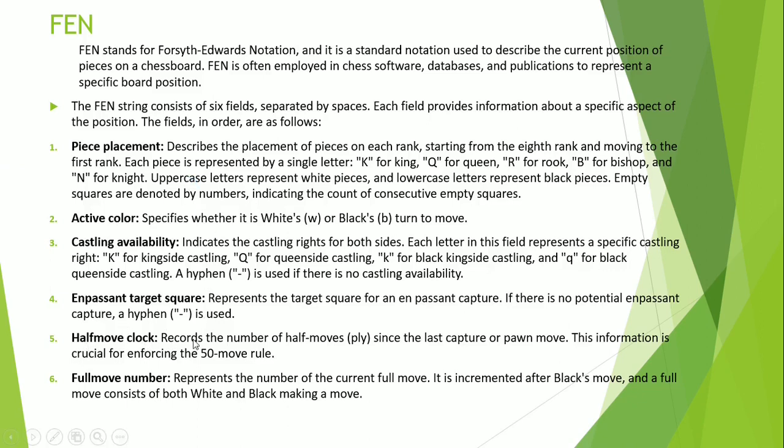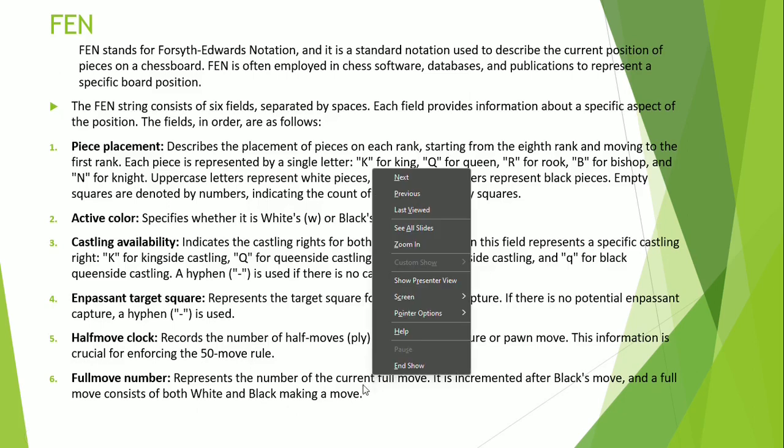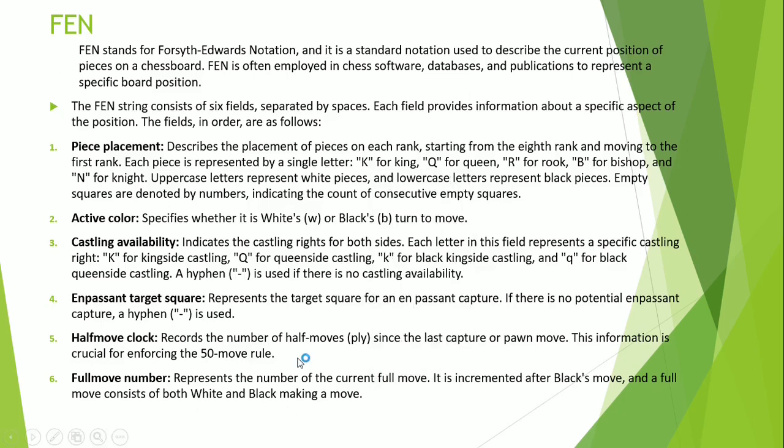Half move clock records the number of half moves (ply) since the last capture or pawn move. This information is crucial for enforcing the 50 move rule, so this is basically used for the 50 move rule. Now the sixth is the full move number, which represents the number of the current full move. It is incremented after black's move, and a full move consists of both white and black making a move.